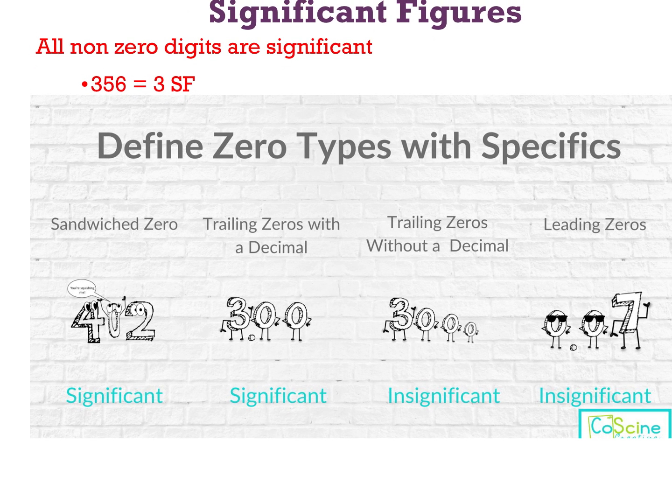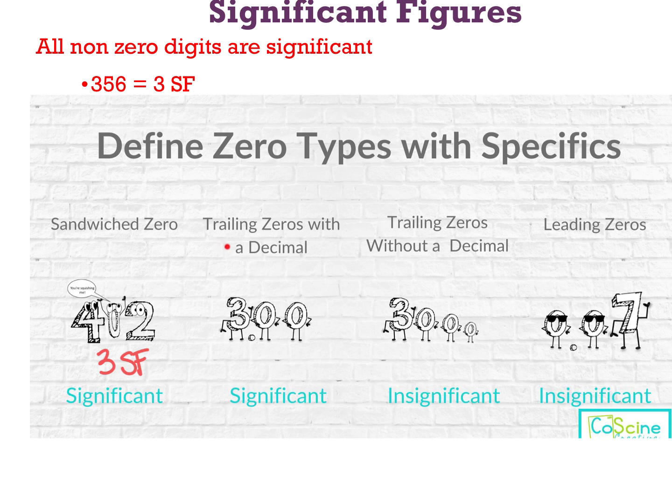Then there's 4 more rules. These pictures, they are your rules. So if you haven't written them down yet, you need to write them down. The first rule is the sandwiched 0. Your example is 402. Do you see how the 0 is sandwiched in there? It's significant then. So for this one, it's still 3 sig figs, right? The 4, the 0, the 2, they're all significant.